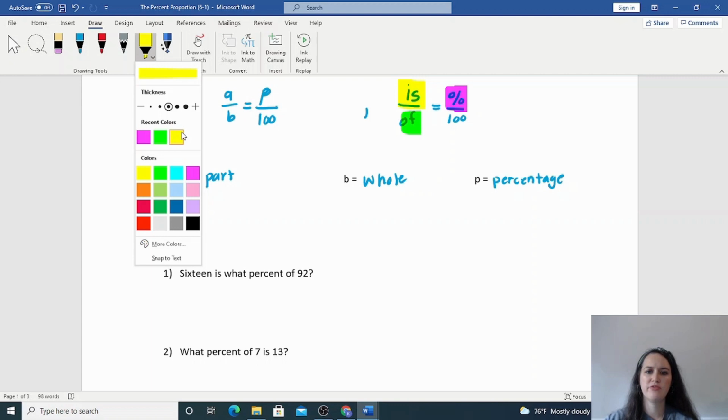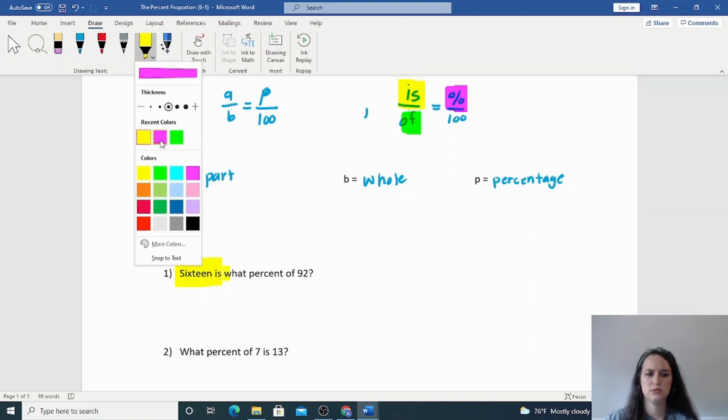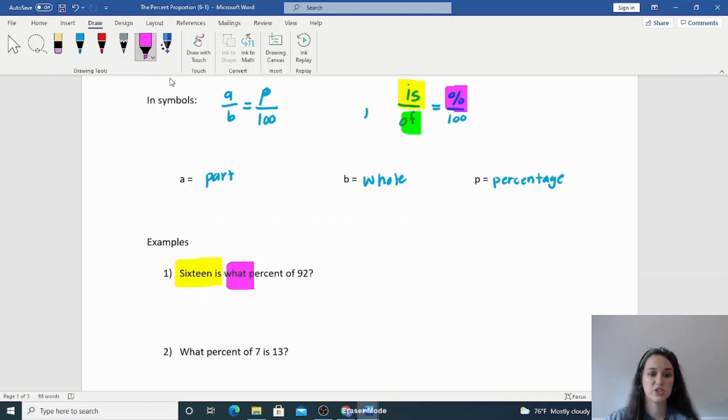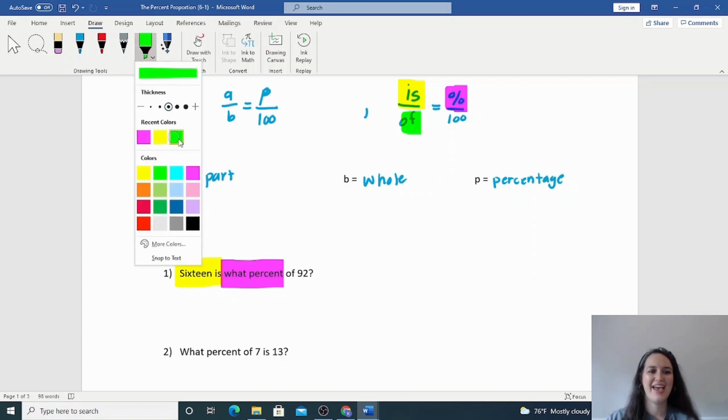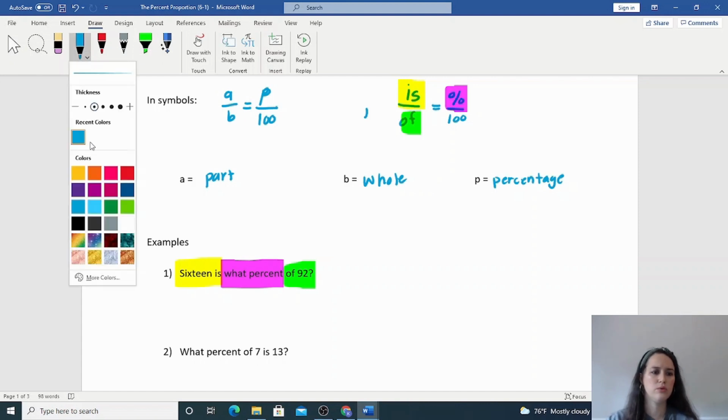So if I'm looking for is, 16 is my yellow. What percent should be pink, well now it's just red. There we go. Okay, sorry about that. And of 92. So I'm thinking the number 16 is what percent of 92? You can think of this as your part over your whole, where the part is the is, and the whole is the of.